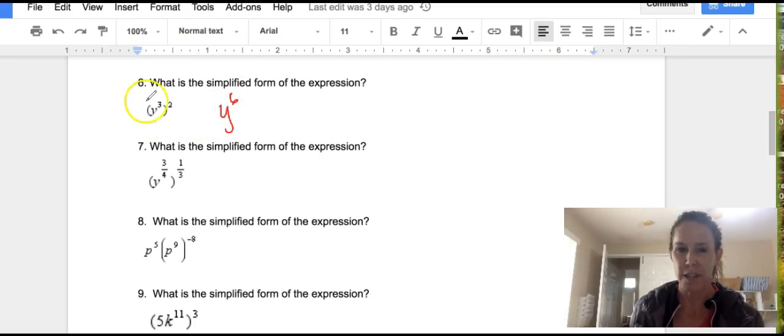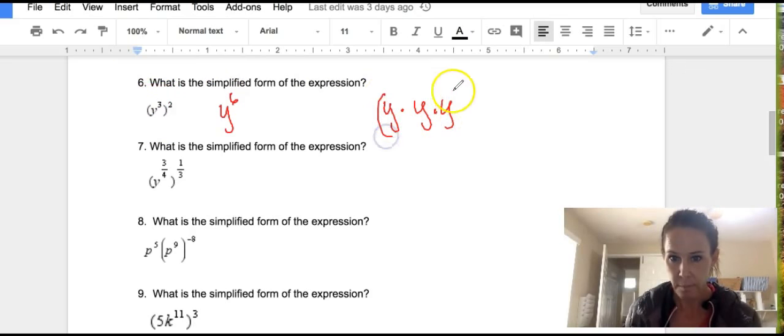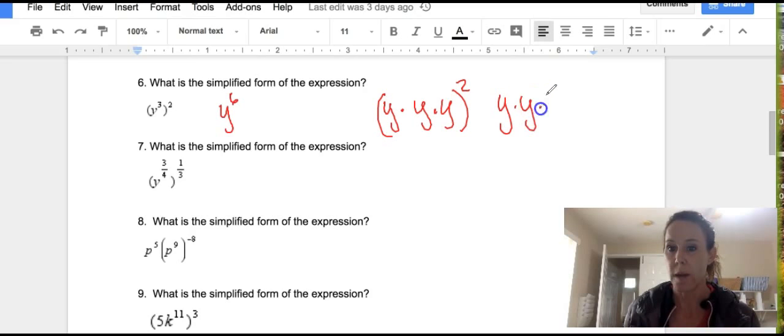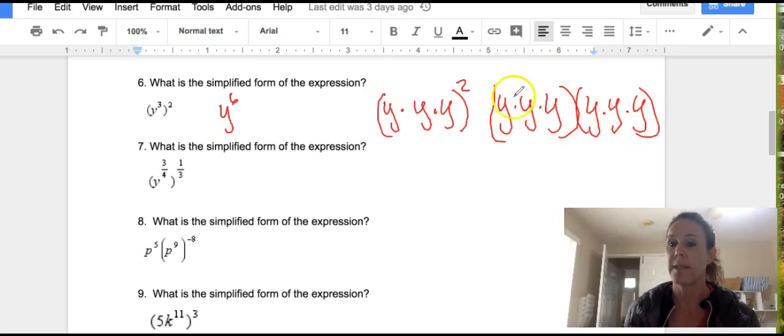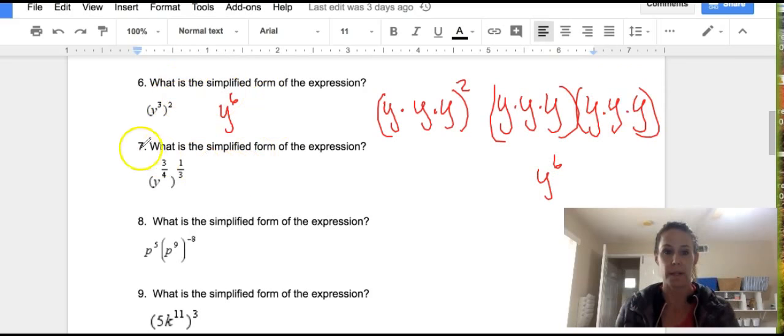If you ever want to check that out, write this out. What does this mean? Y cubed means y times y times y. That's what was inside the parentheses. Y times y times y, and I'm doing that 2 times, okay? So if I have y times y times y 2 times, that's y times y times y, that's 1 time. And here's the second time, y times y times y. So how many y's do I get? 1, 2, 3, 4, 5, 6, y to the 6, all right? Y to the 6.